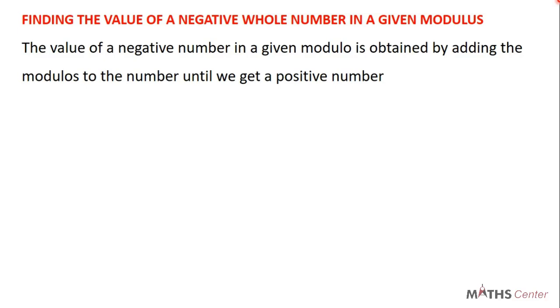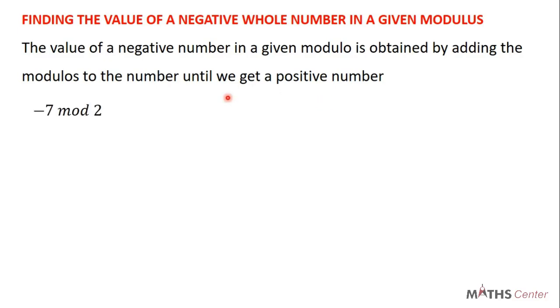The value of a negative number in a given modulus is obtained by adding the modulus to the number until we get a positive number.